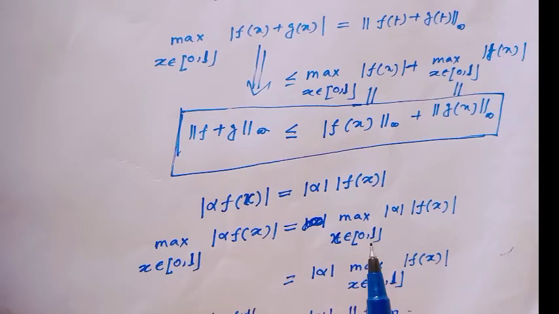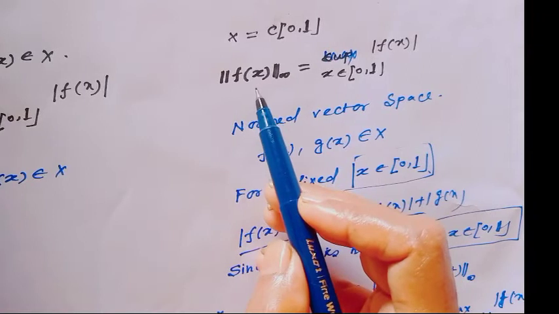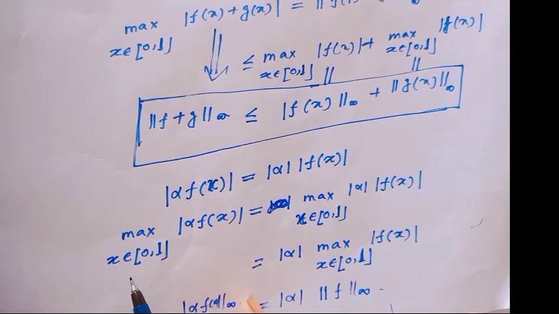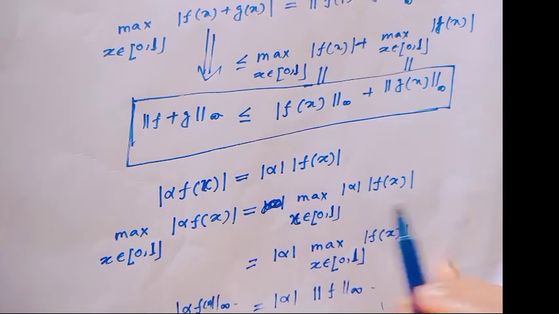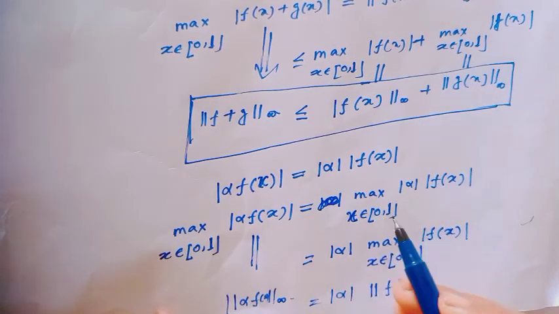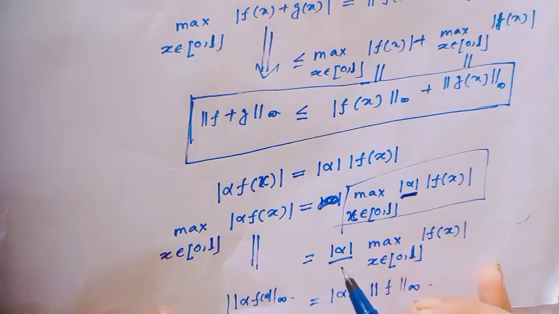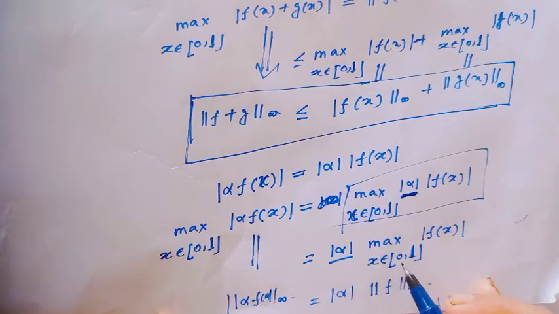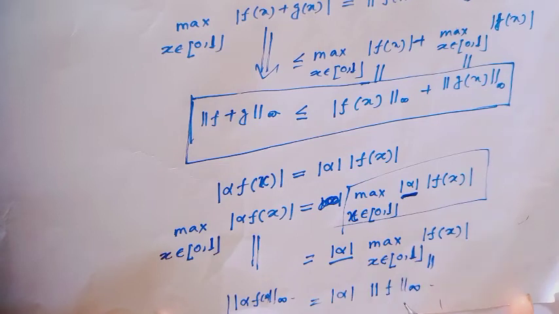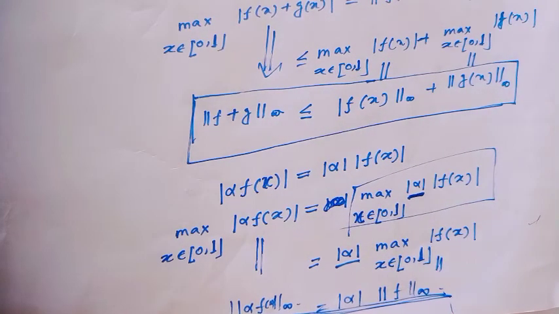Now apply max on this inequality to prove this function satisfies all properties of a norm. Apply max on the closed interval [0, 1] on both sides. Then this implies the norm of alpha f in the infinity norm, and just omit alpha here because it is a scalar, is mod alpha times the max over x in the closed interval [0, 1] of the absolute value of f(x), and this is actually norm f infinity. That means this also satisfies the scalar condition.